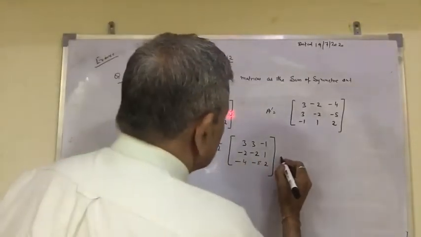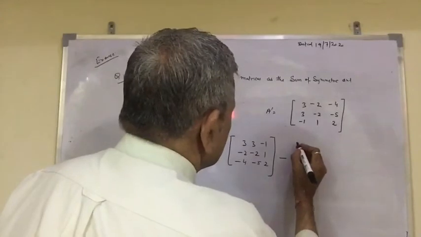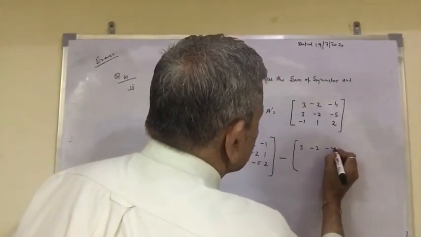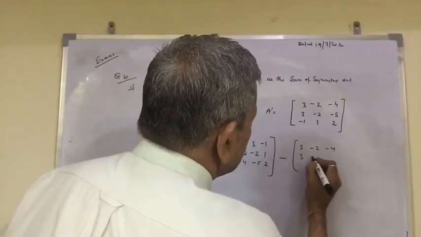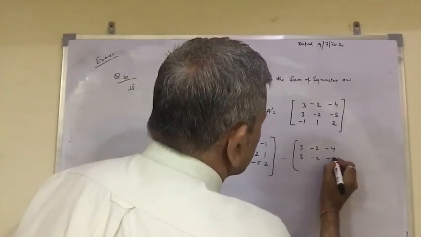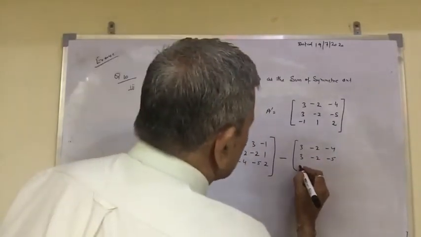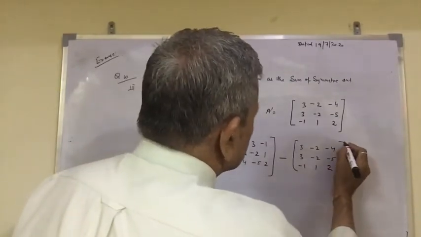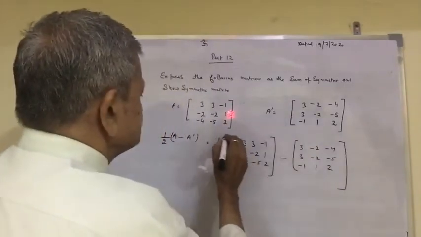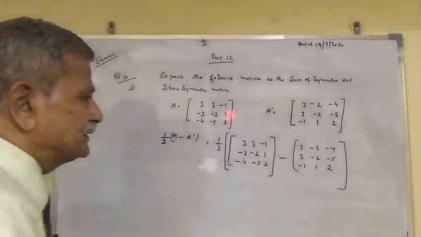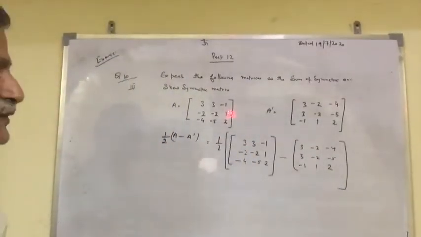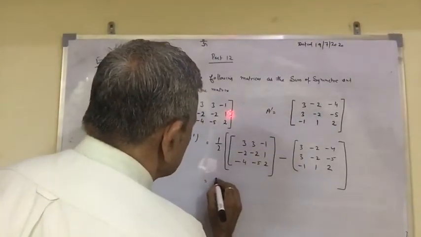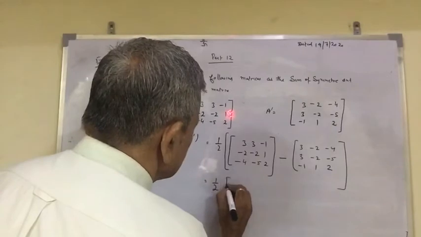Now, we have the minus sign with, you would find 3 minus 2, minus 4, 3, minus 2, minus 5, minus 1, 1 and 2. So, this is your A bar. Now, this is the bigger bracket I will write. Now, subtracting, both of them will be given as half as it is.